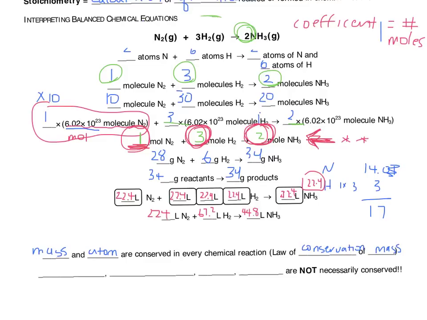So we can see that volume is one thing that is not conserved. The amount of volume on the left is not equal to the volume on the right. Molecules up here is another thing that is not conserved in this example. Sometimes it is, but it isn't always. Formula units aren't necessarily conserved, and moles themselves are not necessarily conserved. We have 1 mole plus 3 moles is 4 on the left and 2 on the right.